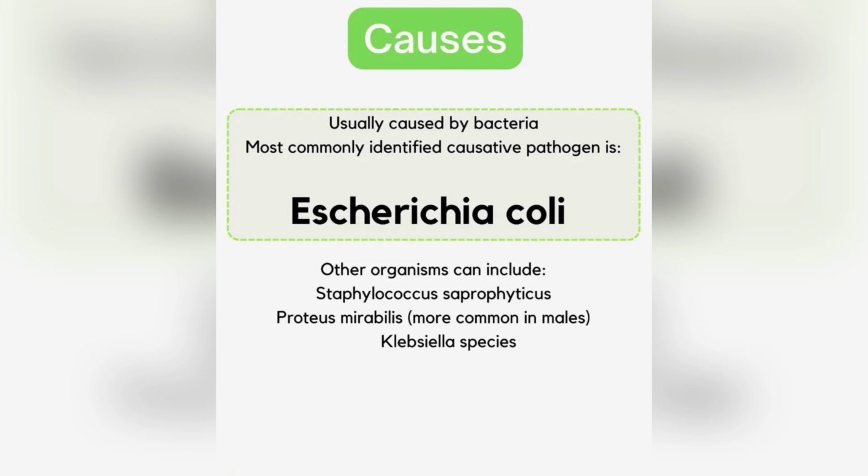Cause of urinary tract infections. Usually caused by bacteria. The most commonly identified causative pathogen is Escherichia coli. Other organisms can include: 1. Staphylococcus saprophyticus, 2. Proteus mirabilis, more common in males, 3. Klebsiella species.